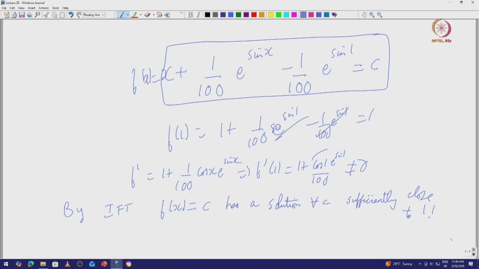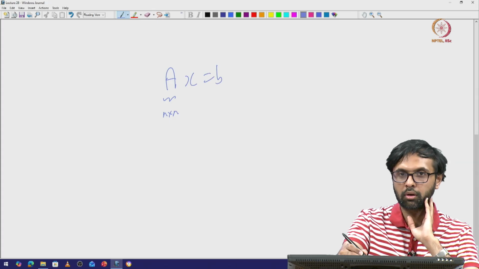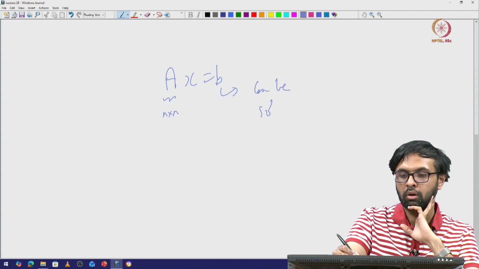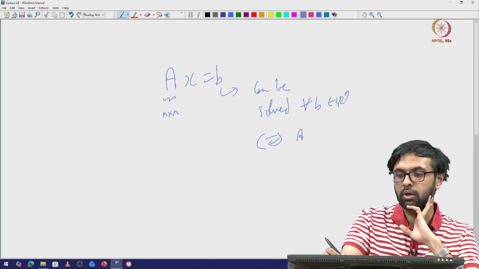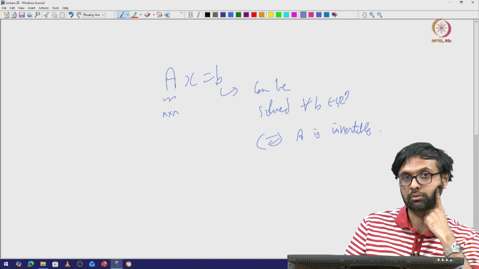In higher dimensions, it's saying something even more non-trivial. Suppose you take a matrix, suppose this is an n by n matrix, and you want to solve Ax equals b. This can be solved for all b in R^n if and only if A is invertible. This is a theorem from linear algebra. You can solve this for all b if and only if A is invertible, and in that case the solution is actually unique.